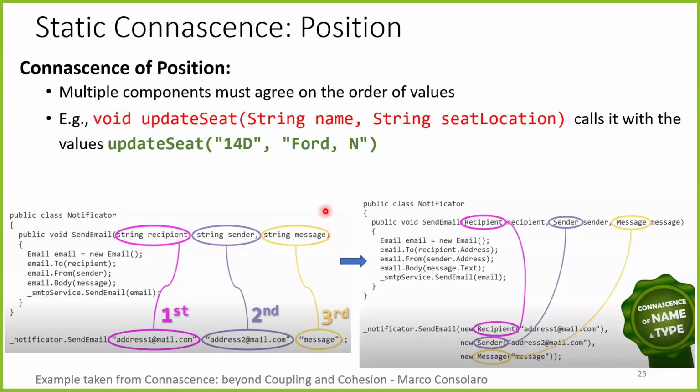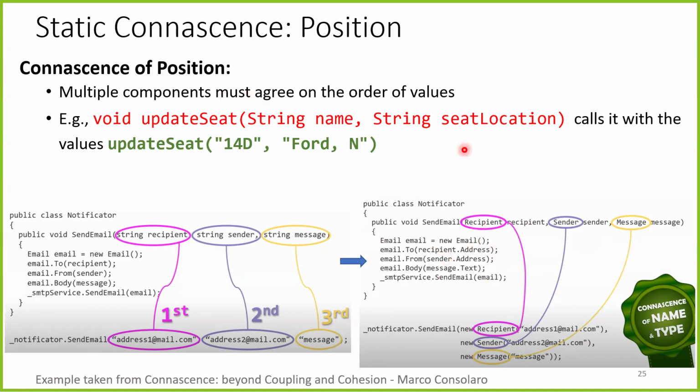So let's see what we have here. Yeah. So what we did here, exactly the same. We created a new class recipient, a new class sender, a new class message. Now we can't make this mistake. So recipient, if I try to put sender here, this code will not work. On compile time, it will enforce me to give a recipient here and sender here and message here. And with this fix, now we have done two things. We have connaissance of name and connaissance of type in the code. Okay.